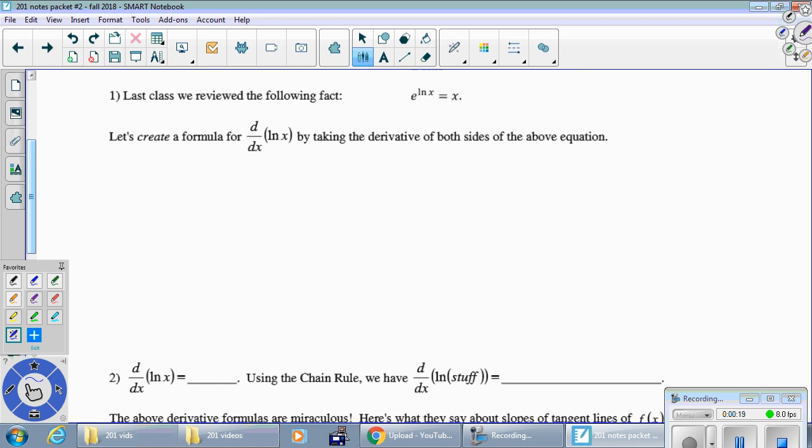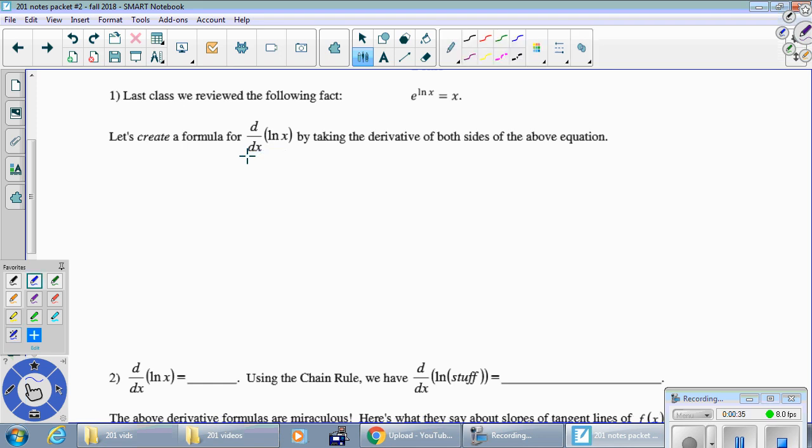Now, unofficially, I provided you with this formula back when we were learning the chain rule, just so we could have an opportunity to practice more varied chain rule examples. But this is where we will formally learn the derivative of ln of x.